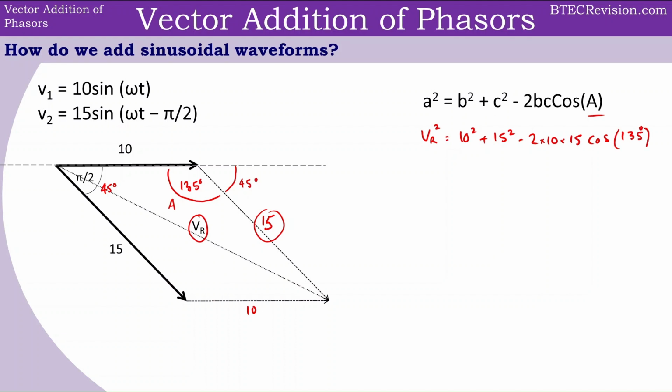And that's in degrees, and that gives us a value of 537.1, and if we square root our answer, that gives us VR is equal to 23.2 volts. And if you remember, the sine rule is sin A divided by A equals sin B divided by B.